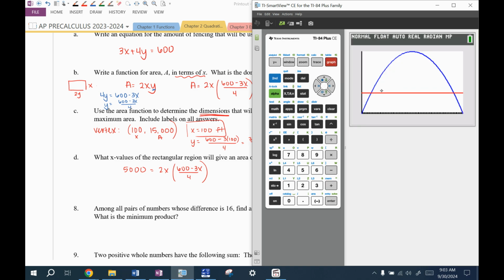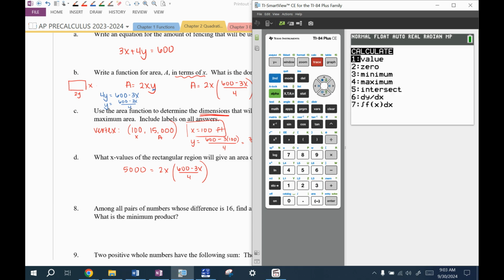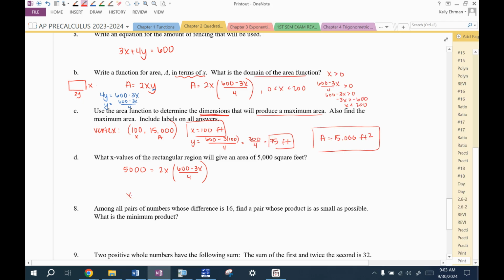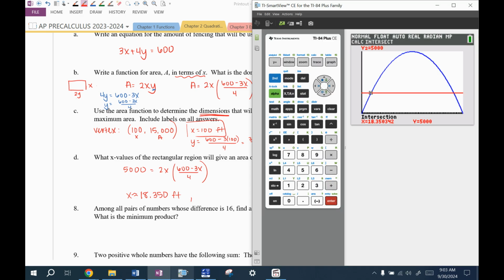And here are the two intersection points. So second trace, intersect, enter, enter, enter. Found the first one at 18.350. So x is about equal to 18.350. That's feet. And what's the other answer?